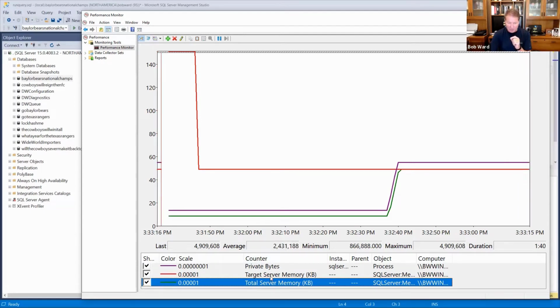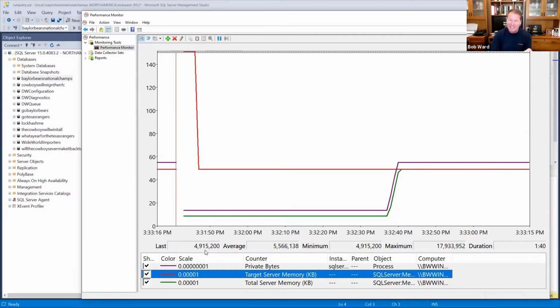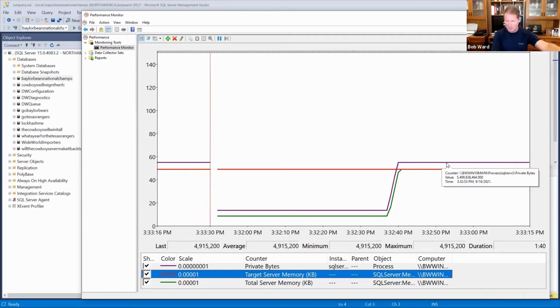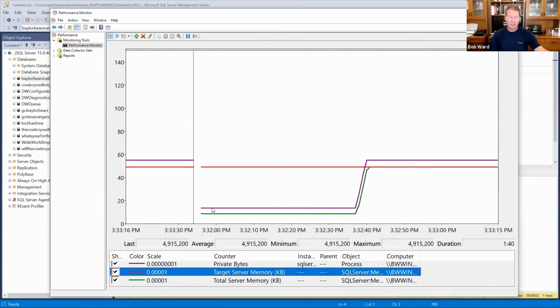In fact, look at these numbers. Here's total at 4.909 and target just slightly above it, right? So we've gone right up to that ceiling, but private bytes is just a little bit over what we've done. Again, that's that fixed memory we talked about. Okay, so that's interesting. Let's look at that checked. We're still chugging along here, and again, the green line is right on top of the red line.